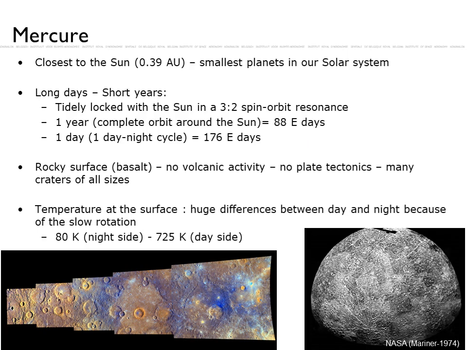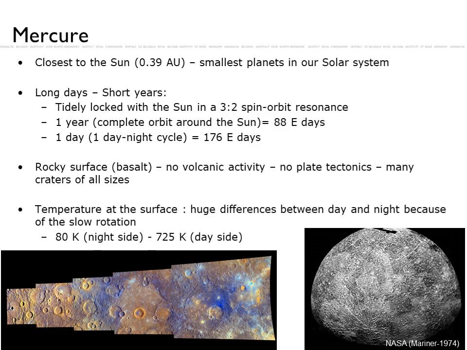Starting now, we will go through the terrestrial planets and describe their main characteristics. Let's start with Mercury. Mercury rotates in a way that is unique in the solar system. The planet is tidally locked with the Sun in a 3-to-2 spin-orbit resonance, which means that the planet rotates on its axis exactly 3 times for every 2 revolutions it makes around the Sun. The surface of Mercury is rocky with a multitude of craters. There are no signs of volcanic activity nor plate tectonics.